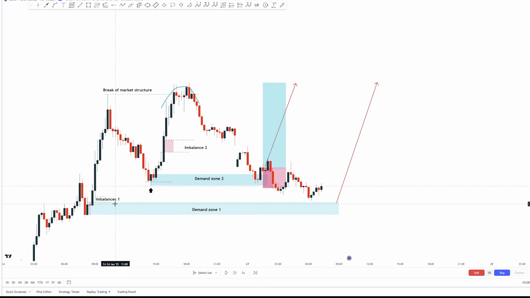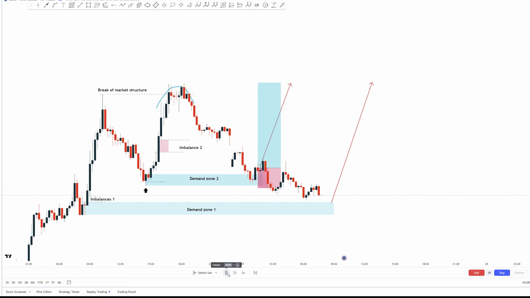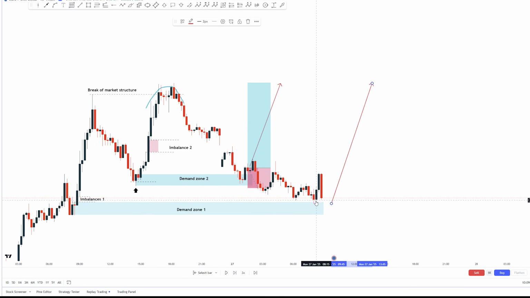So you have to wait once more, and then we have a touch of this demand zone. Most of you who are not patient enough will just enter because price already touched the imbalance, but there is a demand zone below. You have to understand that. So right now you have lost this trade here with around 11 pips.